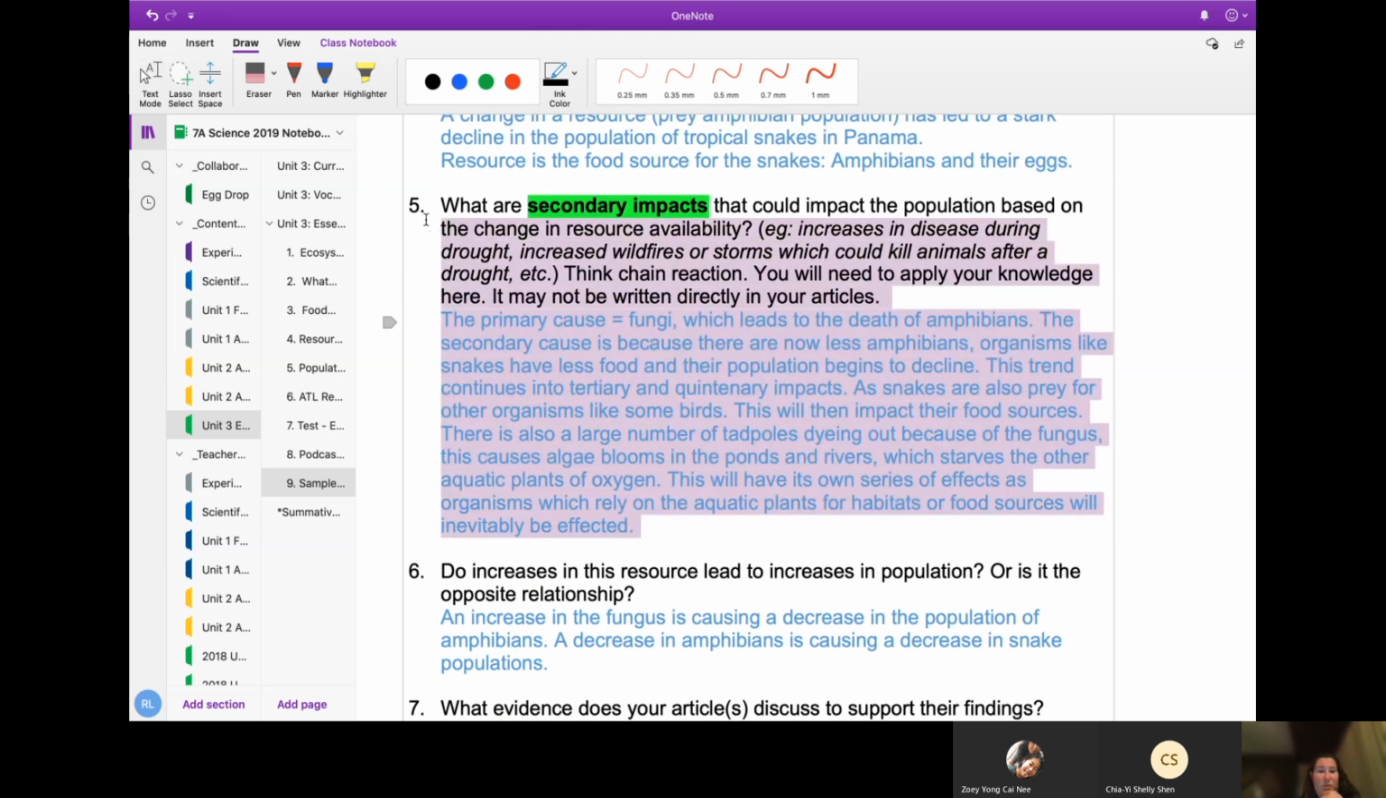This is going to be one of your most important questions to help plan your podcast. This is where you really start to talk about the cause-effect relationships.